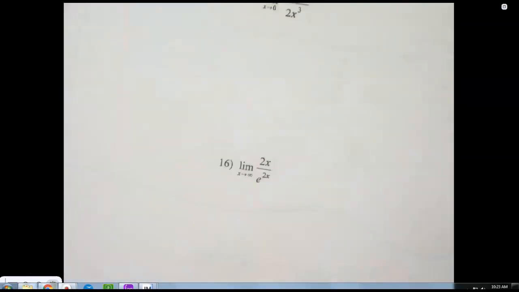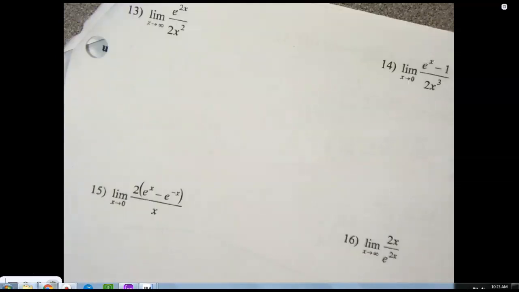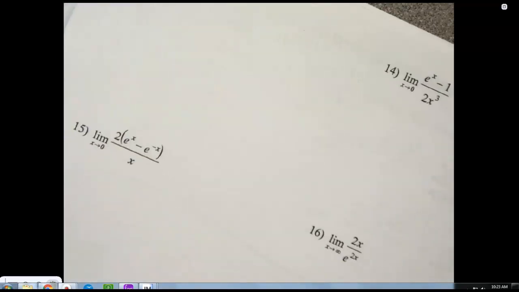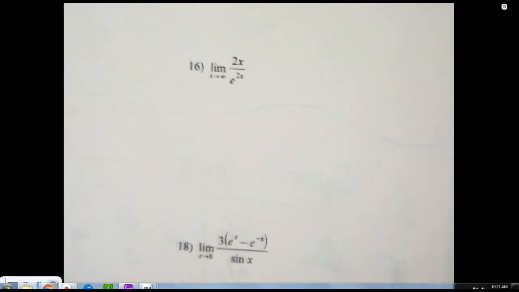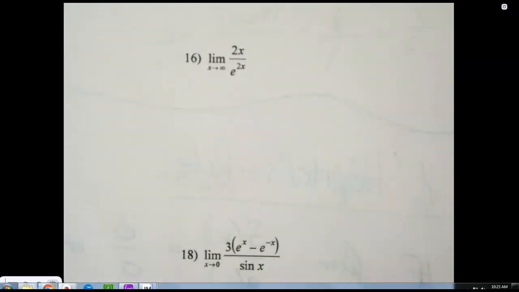Let's look at another review-ish one. Look at number 13. I don't want 13. I want 16. Limits as x goes to infinity. What does that make you think of? What do we look for? What are we finding? We're finding horizontal asymptotes. So as x goes all the way to this side or all the way to that side, that's where things might level off. We're looking for horizontal asymptotes.